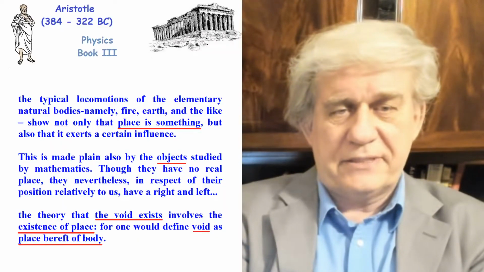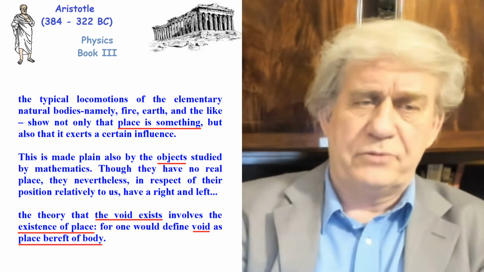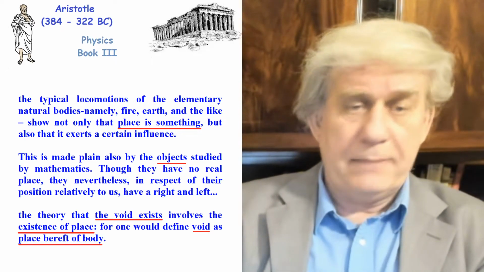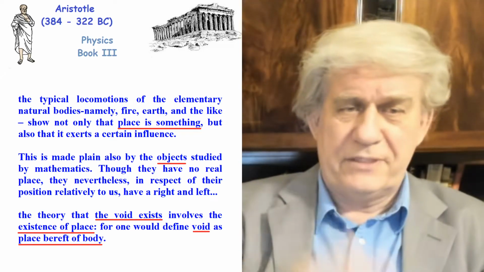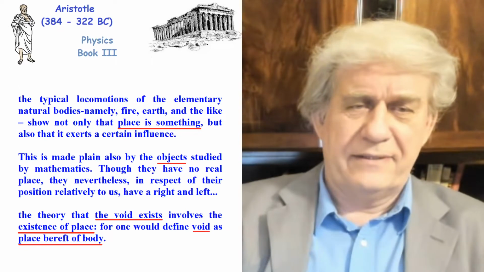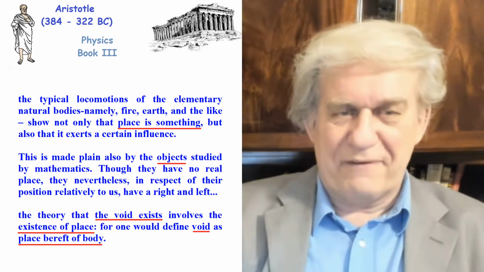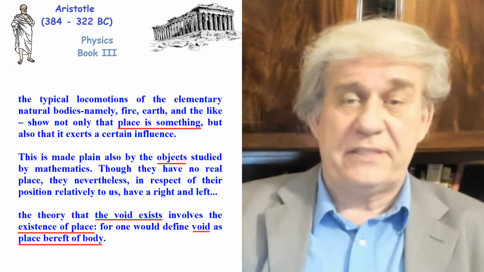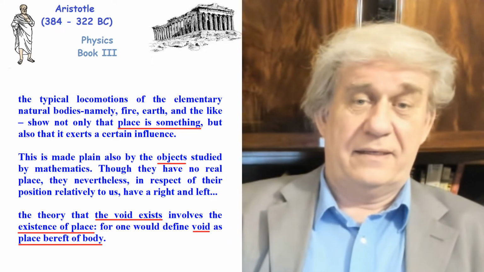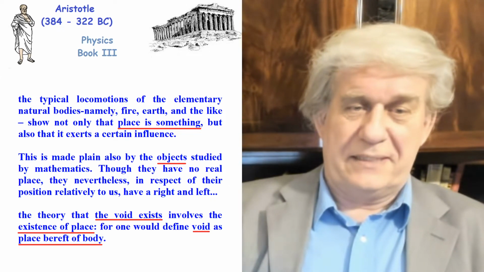Okay, so what is place? Let's see if we can get to the bottom of it with Mr. Aristotle. Here he says, the typical locomotions of the elementary natural bodies, namely fire, earth. Remember, they believed that there were only four elements: earth, wind, and fire, and then the fifth element, quintessence. Fire, earth, and water, right? And the like show not only that place is something. He's saying place is something. Of course, he never defined what something is.